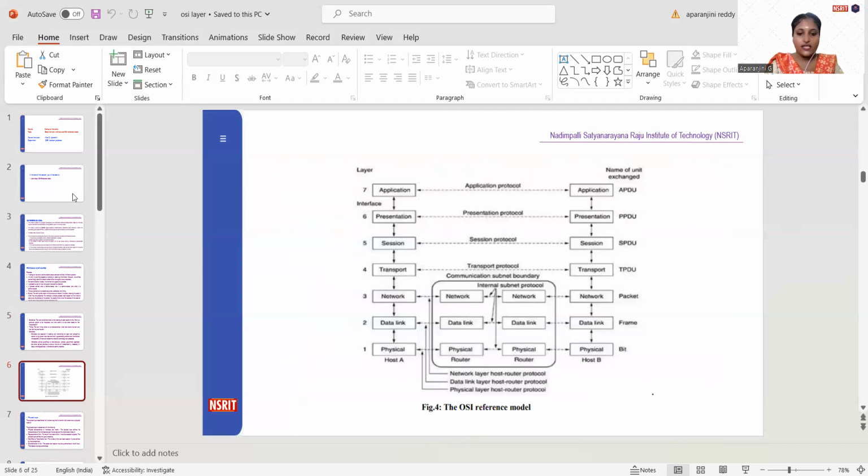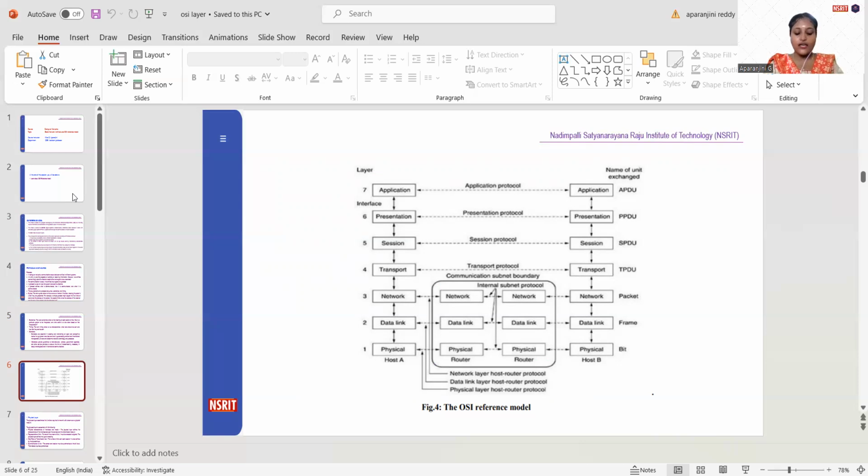Next, we can see the OSI layers, that is, the OSI reference model. At the bottom we have host A and host B. We can call them computers, sender and receiver, client or server. The first layer is the physical layer. The next one is the data link layer. The third is the network layer. The fourth is the transport layer. The fifth is the session layer. The sixth is the presentation layer. And the seventh is the application layer. The same type of layers will be present on both sides.